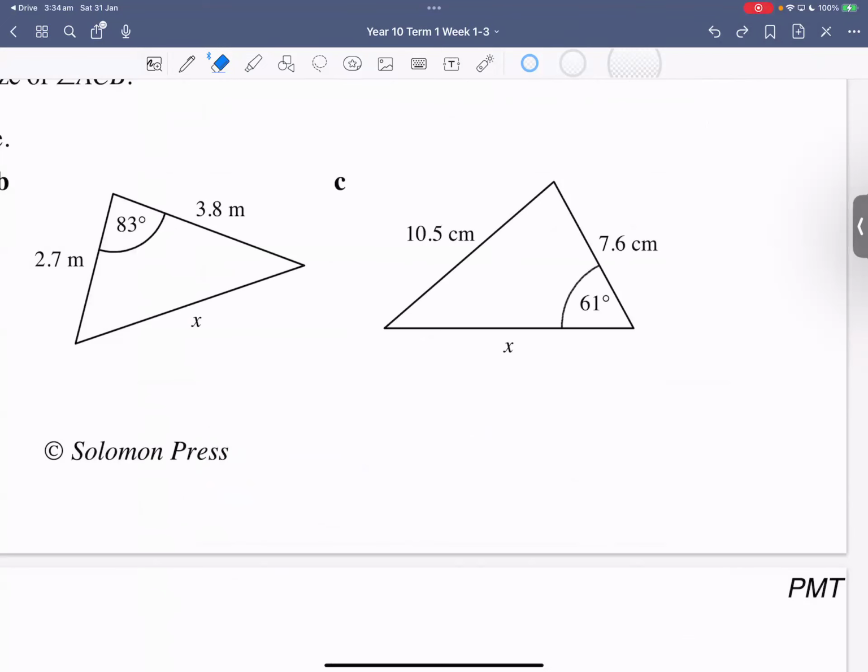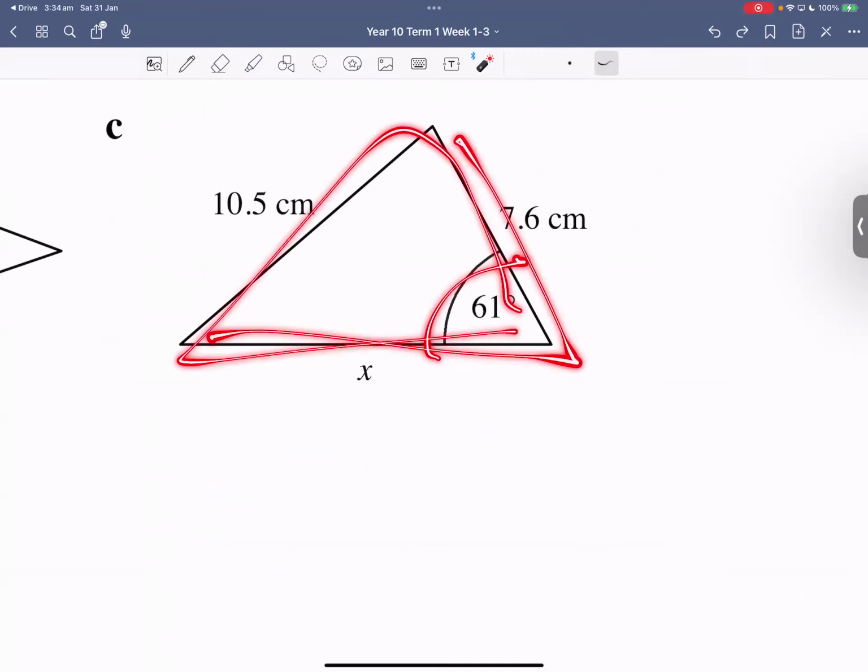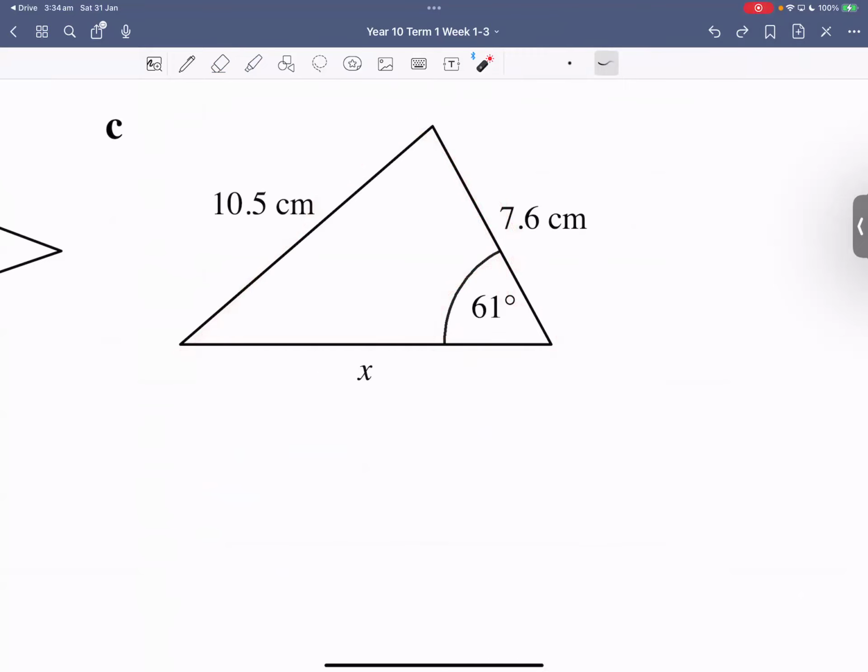First things first, which rule do you use? Someone said cosine, but I don't see two sides and the angle in between, nor do I get all three sides. So what rule do I use? Sine rule. Why do I use sine rule? Because I've got an angle and I've got the opposite side. If you have an angle and the opposite side, we use sine rule.